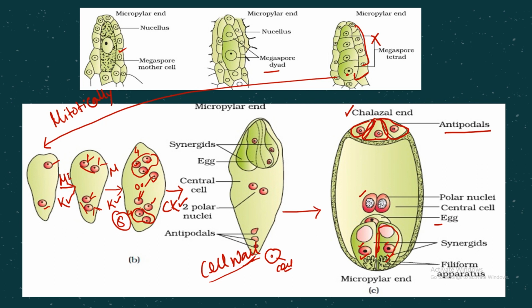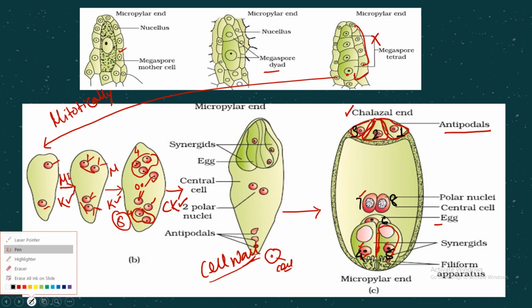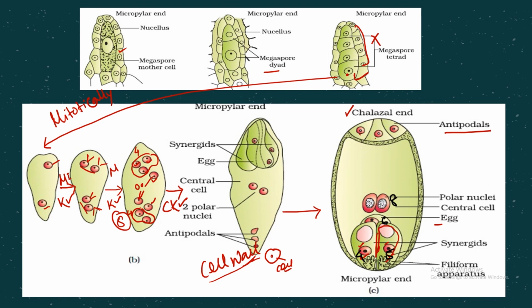Correct? Now if you calculate the total number of nuclei present, it will be 1, 2, 3, 4, 5, 6, 7, 8. So a total of 8 nuclei is present. But if you check how many total cells are present, let me erase this. So the total number of cells.